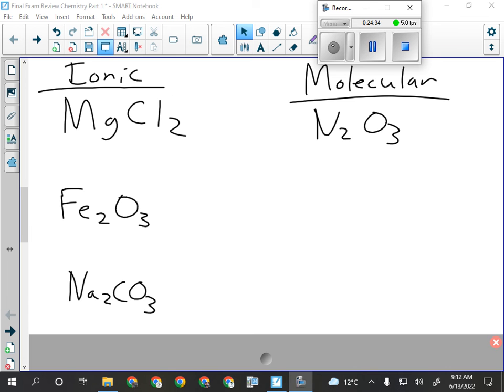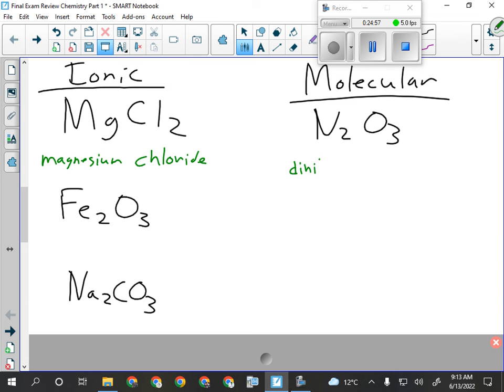Okay, so we got our ionic one here. We've got MgCl2, so Mg stands for magnesium, and Cl stands for chlorine, so we're just going to change that to magnesium chloride. This one's molecular, so I need to put in the prefixes. We'll have dinitrogen trioxide. Okay, questions on either of those?